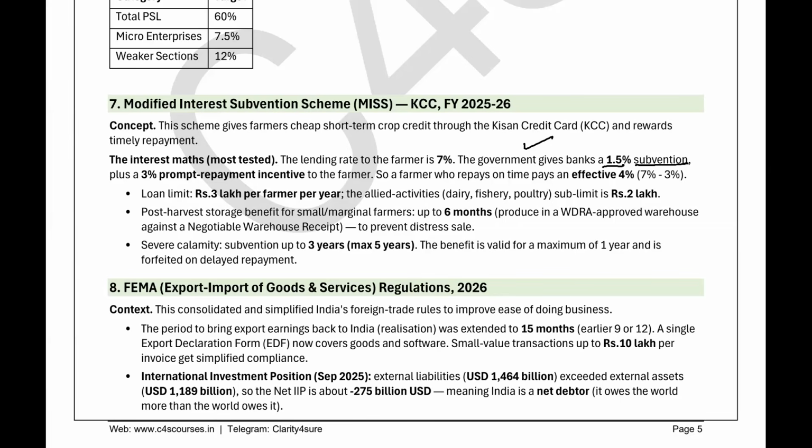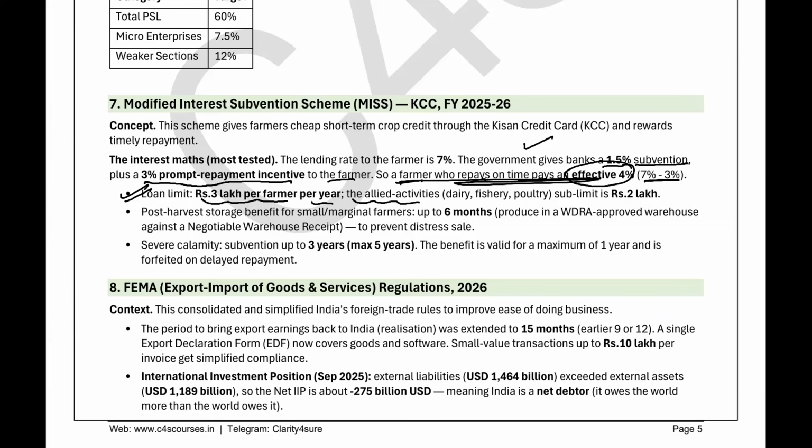1.5% subvention plus 3% prompt repayment incentive to the farmer. So a farmer who repays on time gets an effective 4%, that is between 7 and 3%. Suppose करो कि loan limit will get a reward. ठीक है, effectively 4% will get a reward. Loan limit is rupees 3 lakh per farmer per year.